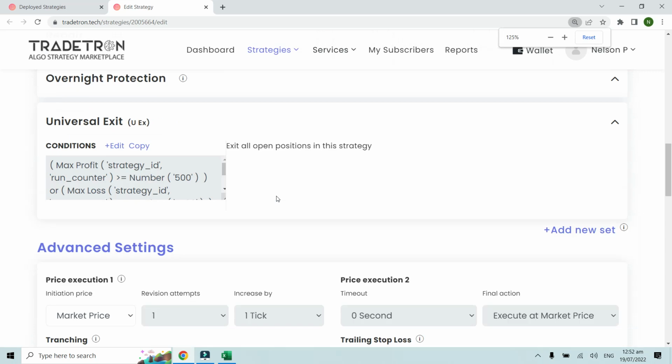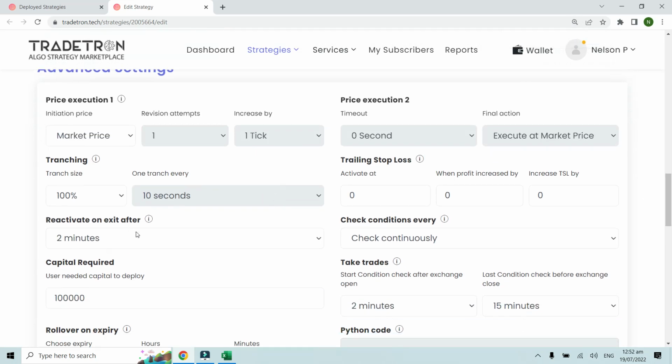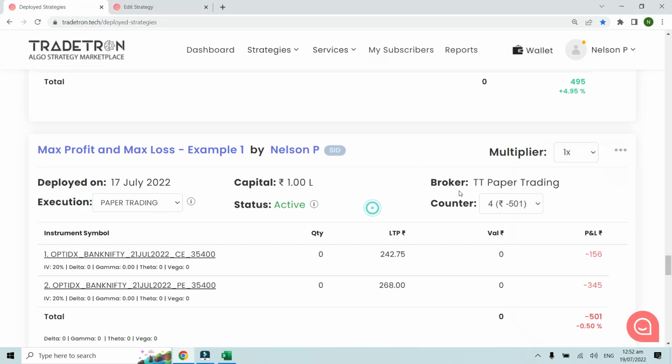Alright, so this is the universal exit condition, and also we are reactivating this strategy after 2 minutes so that during the day it can take multiple counters and multiple trades even after exit. Alright, so it will start a fresh counter during the day. In this case, it has taken about 4 counters in today's trade. So let's just see what has happened in each counter.